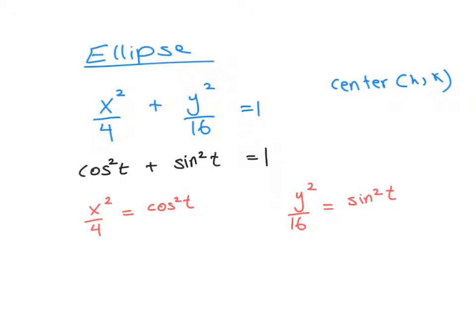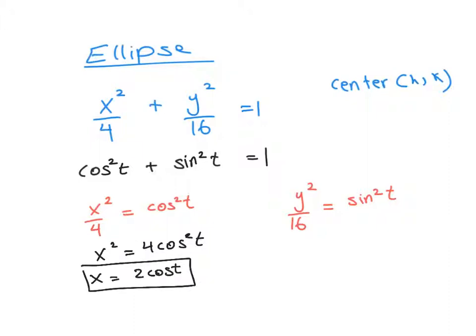Okay, so let's solve for x. x squared is equal to 4 cosine squared t, and x is equal to the square root of that, so 2 cosine t. And y squared is equal to 16 sine squared t, and y is equal to the square root of that, so 4 sine t.